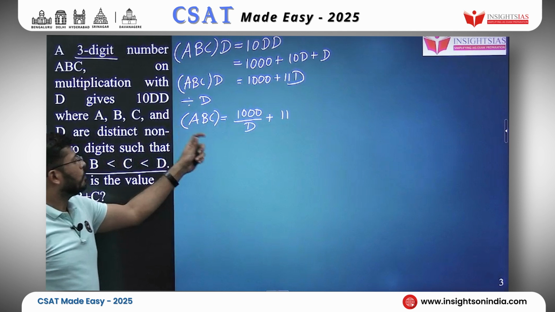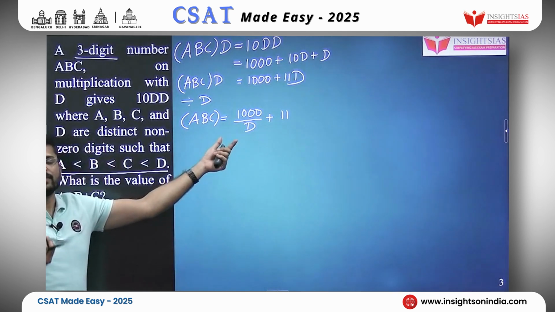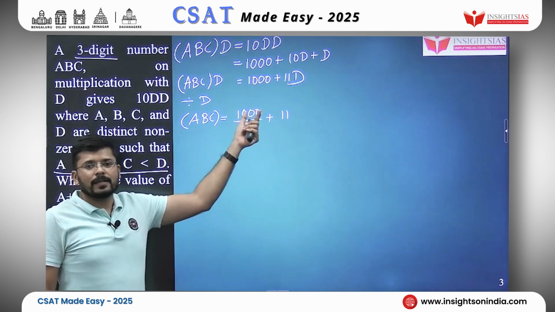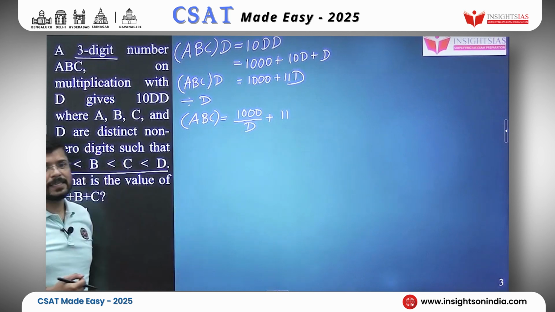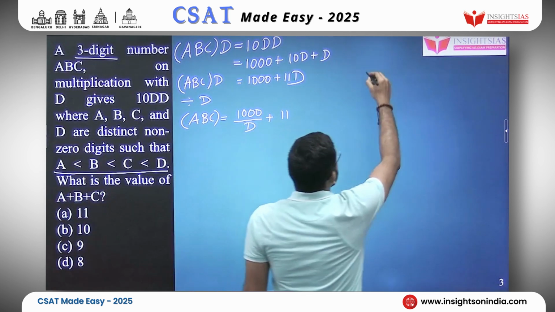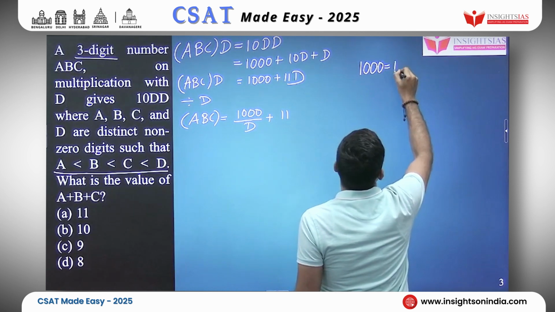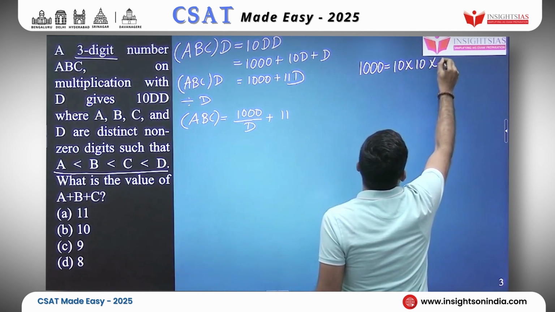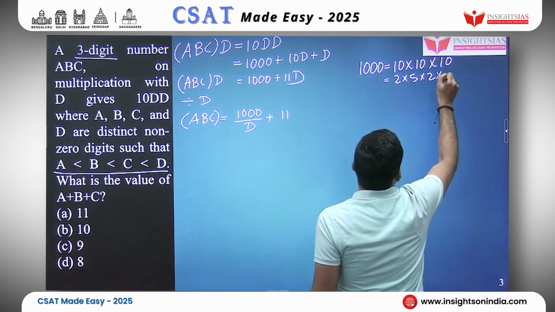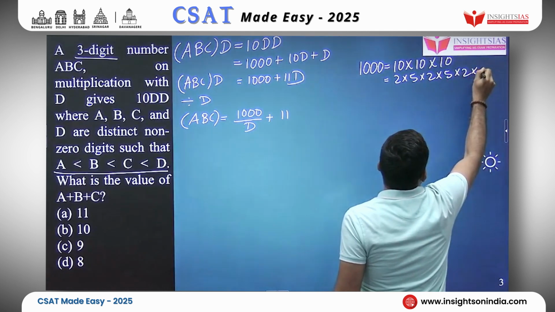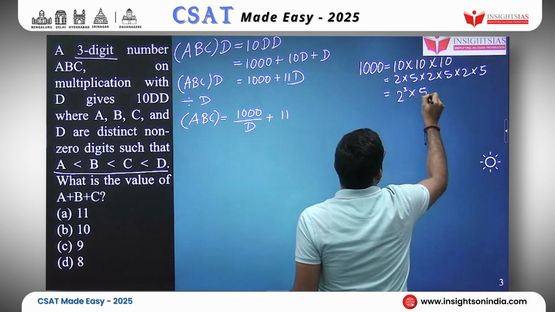Okay. Now we need to divide 1000 by D, and we need to find such a value for D such that it divides 1000 without any remainder, and it also happens to be a single digit number. So we will express 1000 in the form of a product of its factors. That would be 10 into 10 into 10. That would be 2 into 5 into 2 into 5 into 2 into 5. In other words, that would be 2 cube into 5 cube.